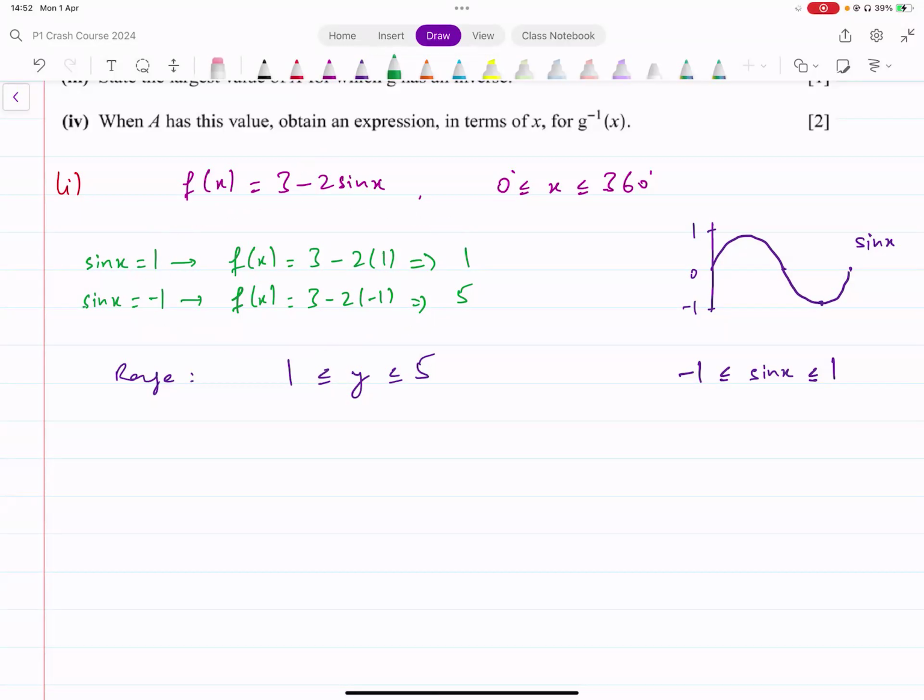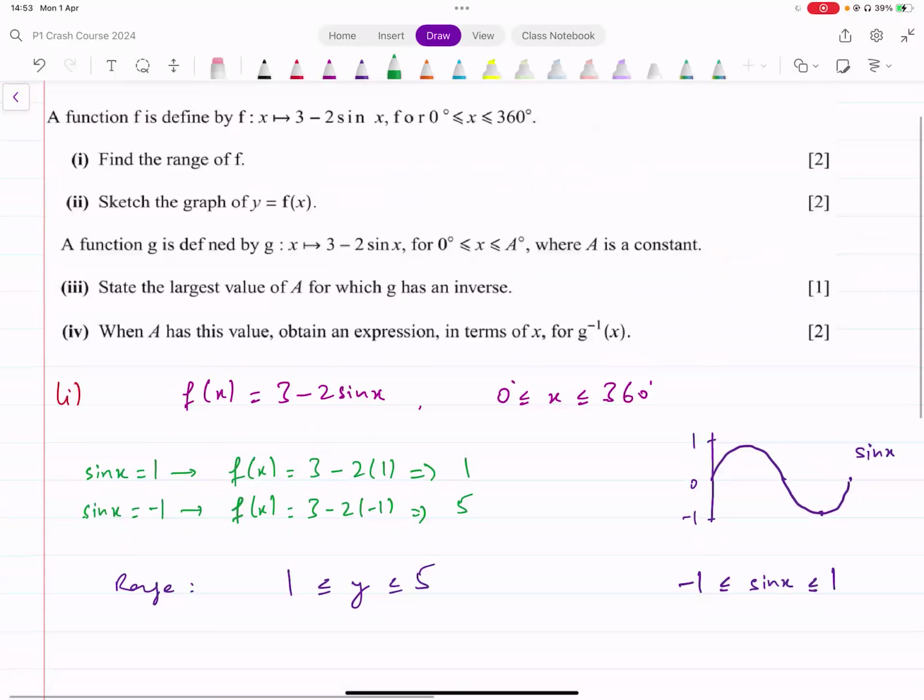All you have to do is put sine x equals 1 once, and then input sine x equal to -1. The values that you get, one of them will be maximum and the other will be minimum. All right, that's the range. Y is between 1 and 5, or you could write f of x is between 1 and 5. Both of them would work. Make sense? Any problem with this? Okay. All right, good. Now let's have a look at the second part.